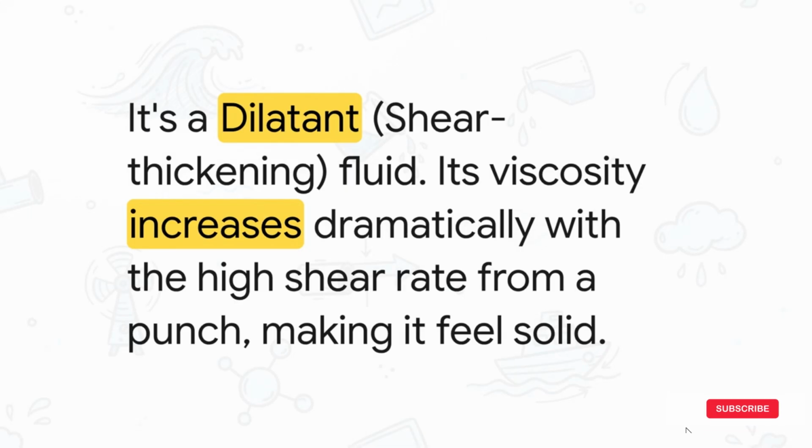If you said dilatant or shear thickening, you nailed it. You got it exactly right. The slow stir is a low shear rate, so the viscosity stays low. But that punch is a super high shear rate, which causes the viscosity to spike dramatically, making it feel solid. This is just a perfect hands-on example of why these classifications matter so much. And understanding this stuff is your first big step to really mastering fluid mechanics.